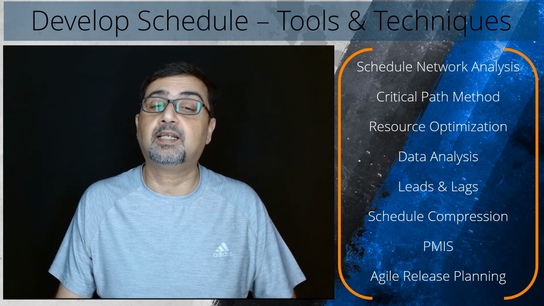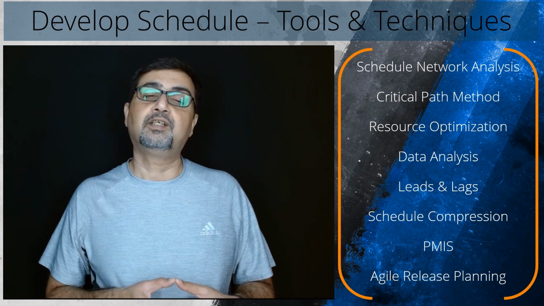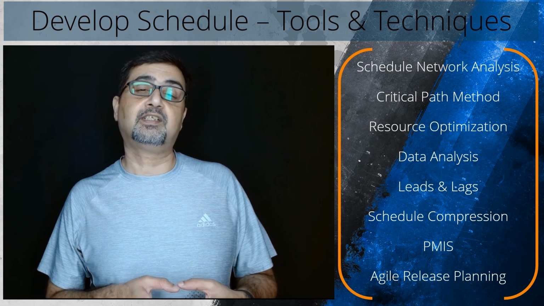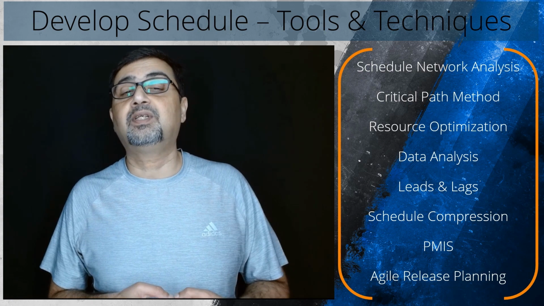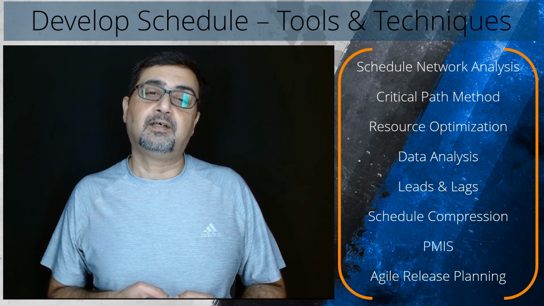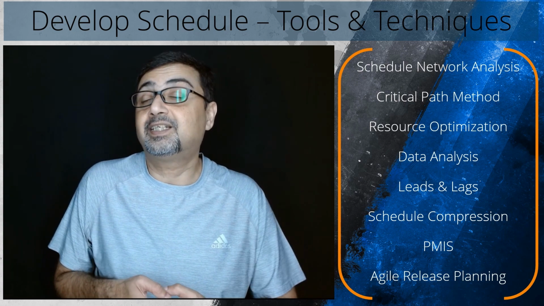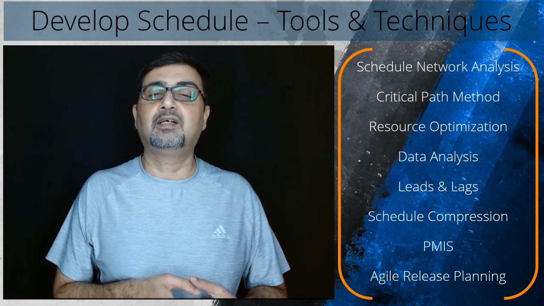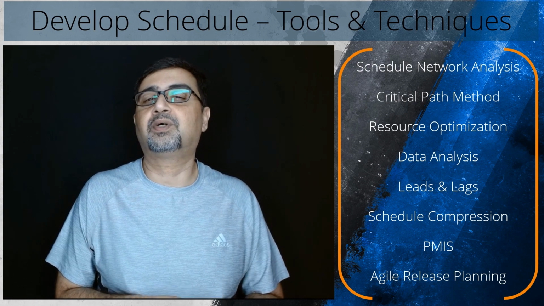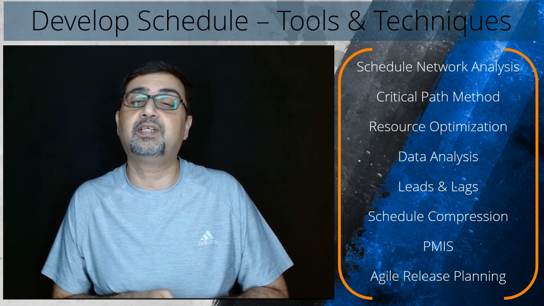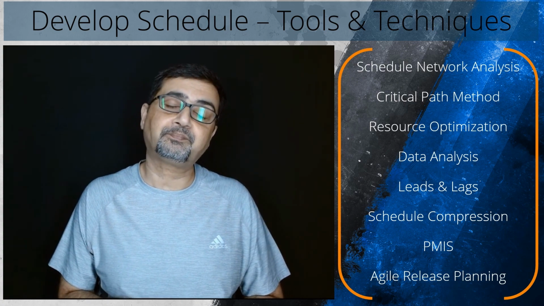Then we have the leads and lags. Leads and lags are refinements applied during network analysis to develop a viable schedule by adjusting the start time of the successor activities. Leads are used in limited circumstances to advance a successor activity with respect to the predecessor activity. And lags are used in limited circumstances as well, where processes require a set period of time to elapse between the predecessors and successors without work or resource impact.